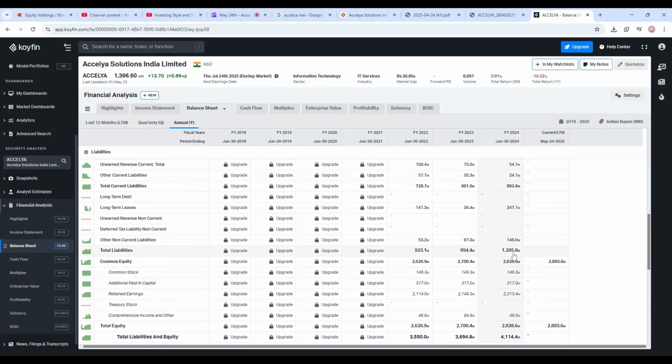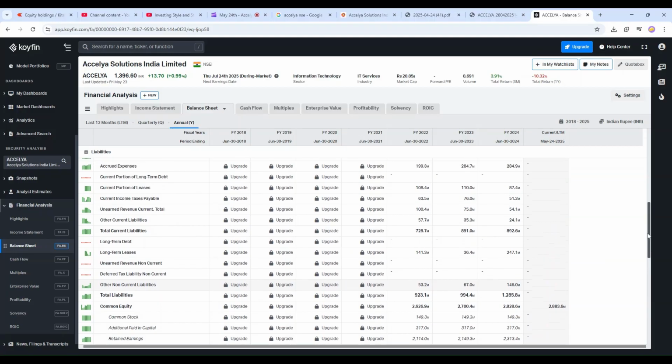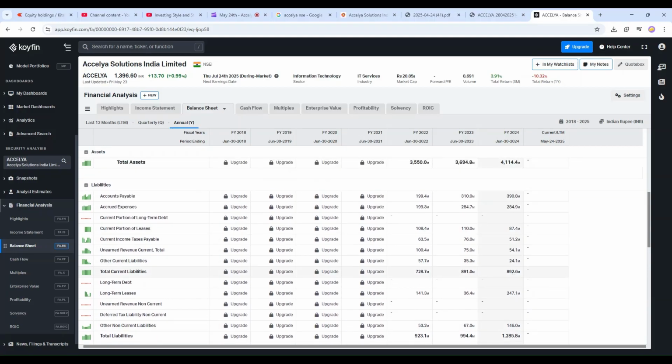Now let's look at the breakup of the total liabilities and common equity. And once again, liabilities are not very high. Whatever liabilities it does have, most of it is current liability, 900 million, and the breakup is 400 plus 300, 700. This is 800. So this is accounts payable, maybe salary and other stuff, and accrued expenses. Then current portion of leases. So they would have leased some office, they would be paying for that.